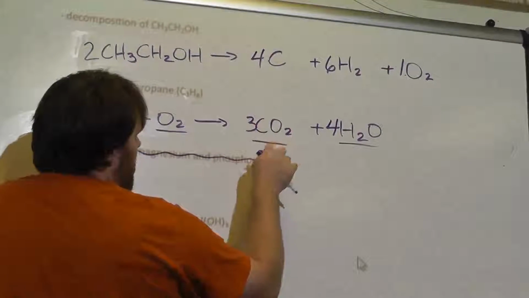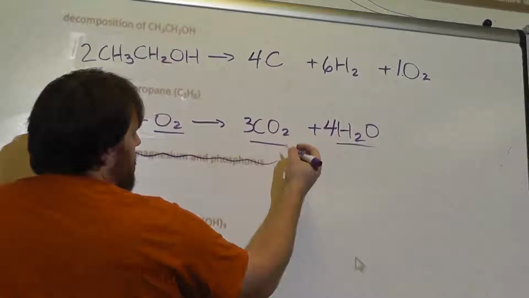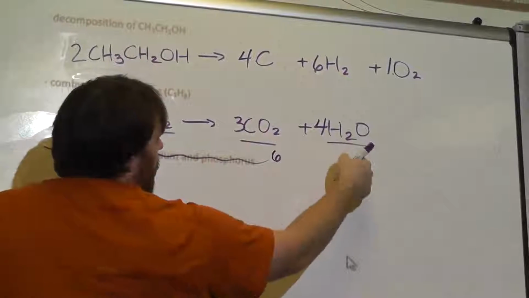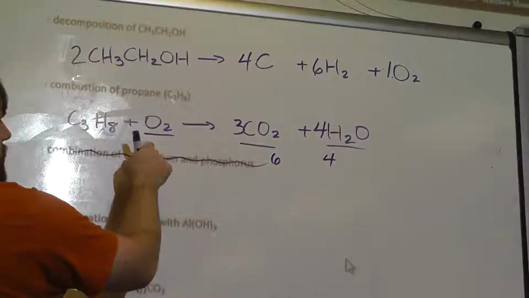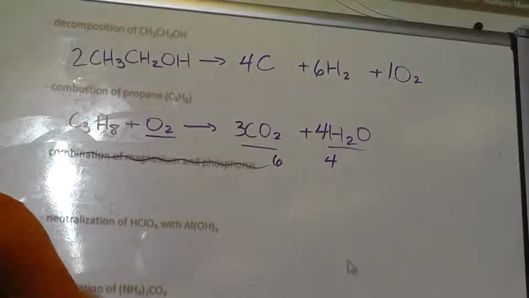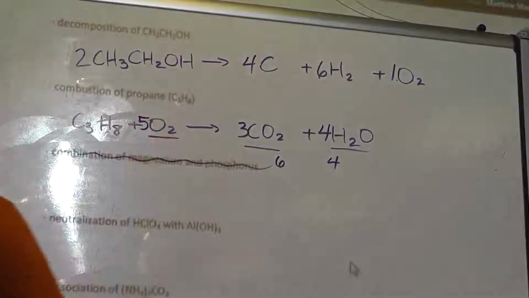on with them now because we fixed everybody else. So 6 oxygens here, 4 more there. So we've got 10 on this side, but only 2 over here. So what do we need in front of that O2? A 5. And we're balanced.